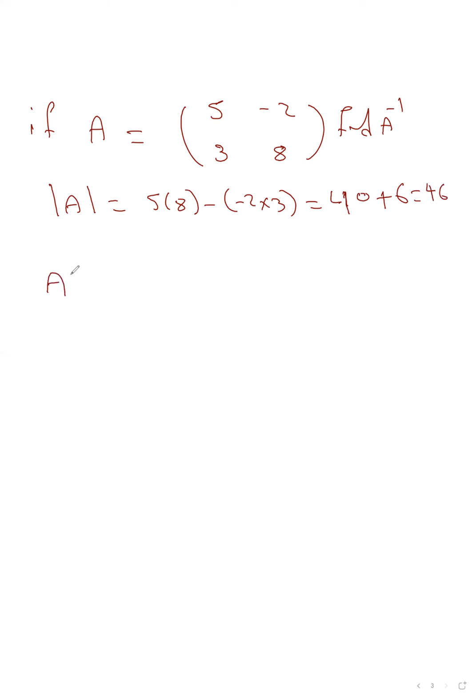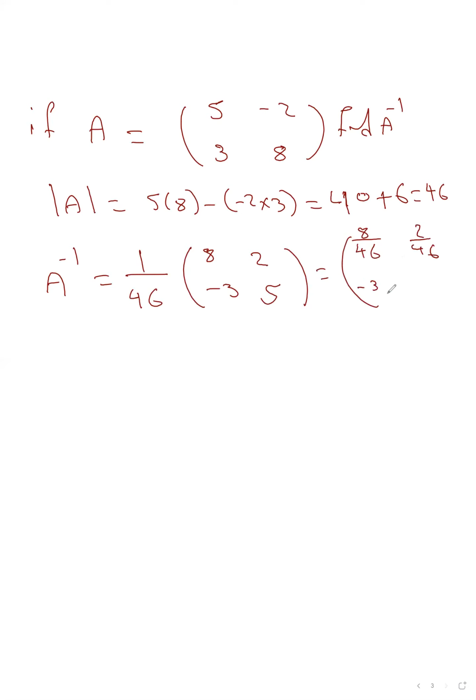وال A power of negative 1, the inverse of A will be 1 over determinant of A times change the main diagonal 8 and 5 and change the signs of the other diagonal which is 2 and the negative 3. Okay, يعني تبقى 8 over 46، 2 over 46، negative 3 over 46، 5 over 46.